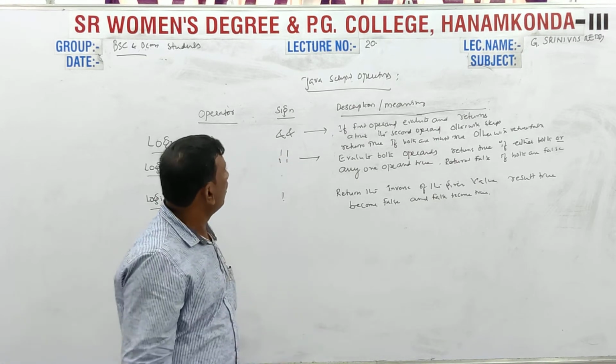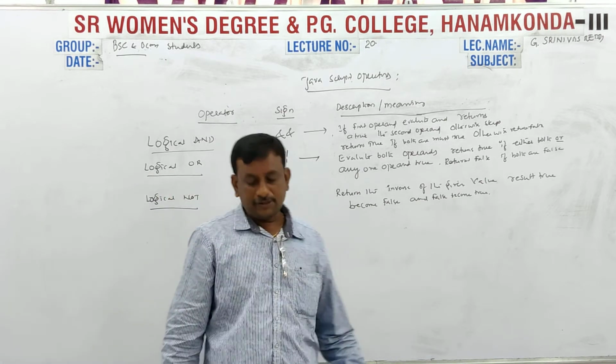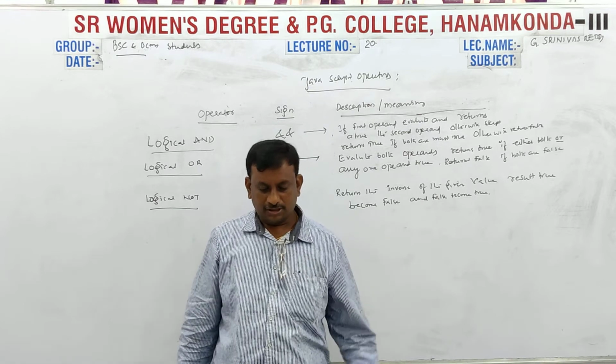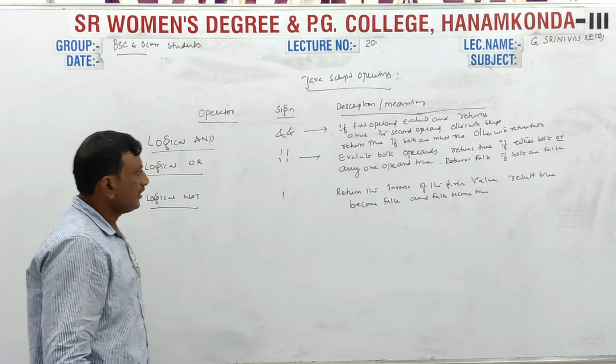These are called logical operators: logical AND, logical OR, and logical NOT. Can you give examples, meaning an example program on logical operators?